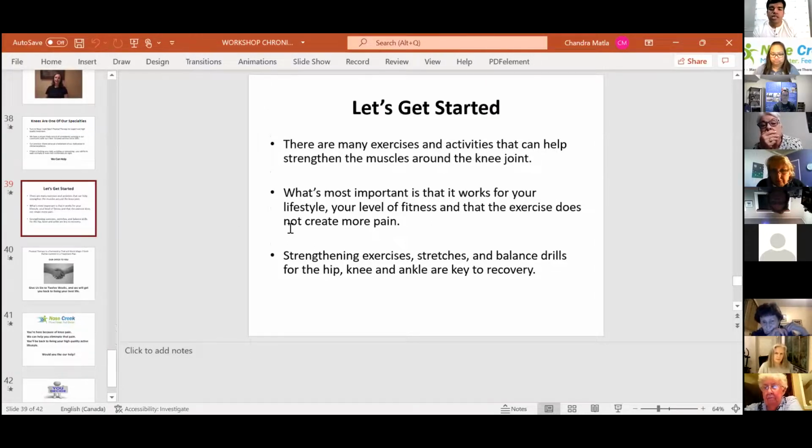And the most important thing is that it works for your lifestyle and your level of fitness, and that the exercise does not create more pain. That's how we design the exercises. We will give strengthening exercises, stretches, and balance exercises for the hip, knee, and ankle to recover from the knee issues.